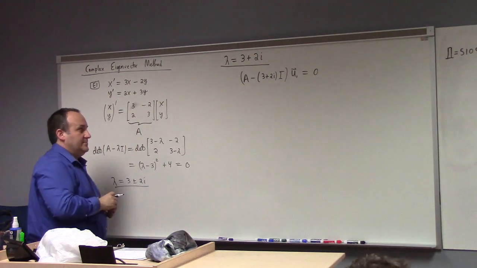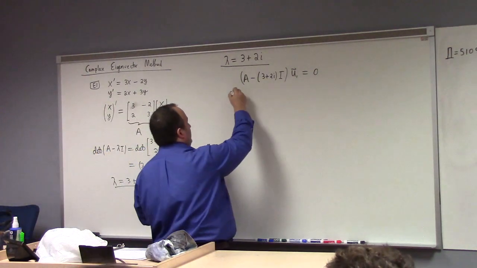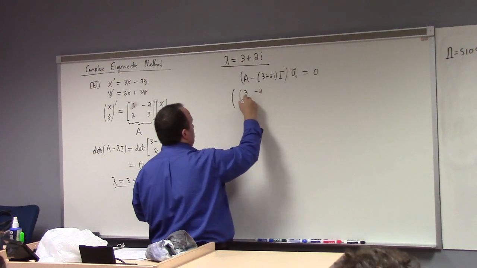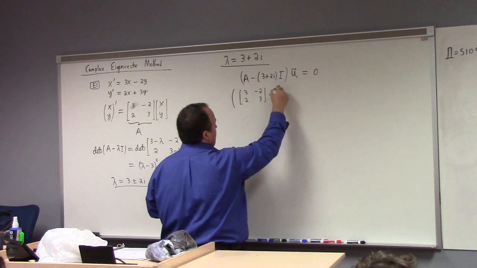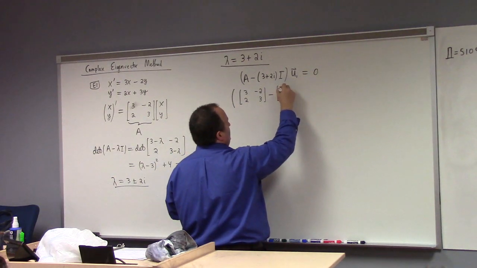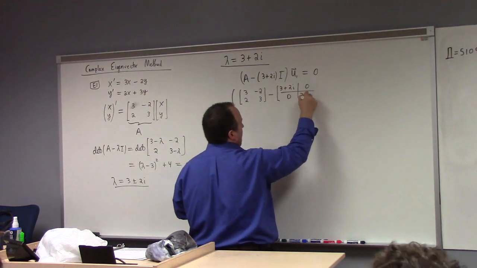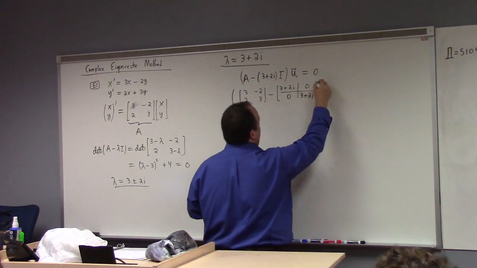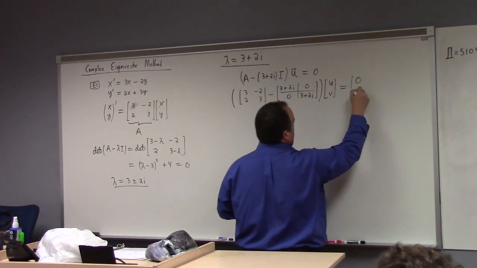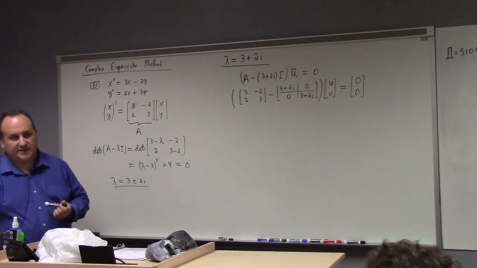I need to solve this equation. All right, so I'll write it out in detail, 3, minus 2, 2, 3, minus, and I'll actually write the matrix out this time since it's a little bit tricky. So we've got 3 plus 2i here, 0, 0, 3 plus 2i. All right, so we need to subtract these two 2 by 2 matrices, and we're looking for the solutions of this system. The non-zero solution of this system will be a complex eigenvector.